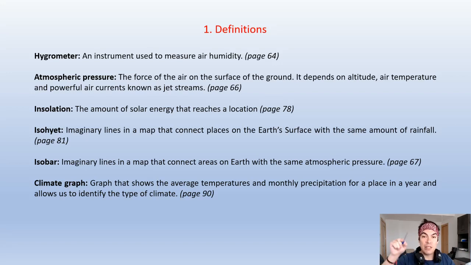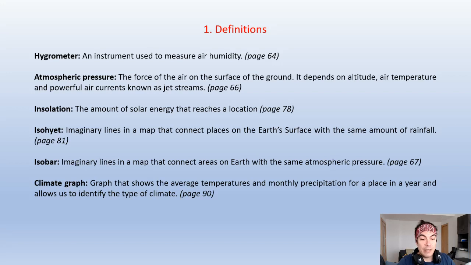So the points that the isohyet goes through have the same amount of rainfall. The isobars are the same as the isohyets, but with atmospheric pressure. So they are imaginary lines in a map that connect areas or points on Earth with the same atmospheric pressure. Okay, remember that the atmospheric pressure is measured in millibars. You have it on page 7.